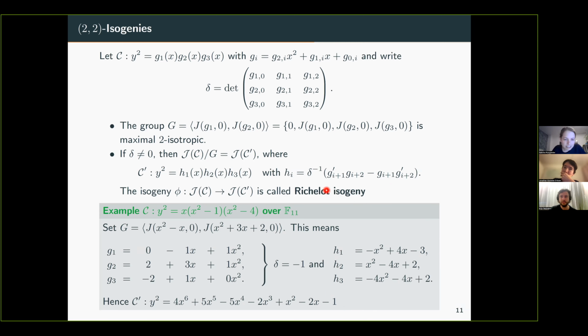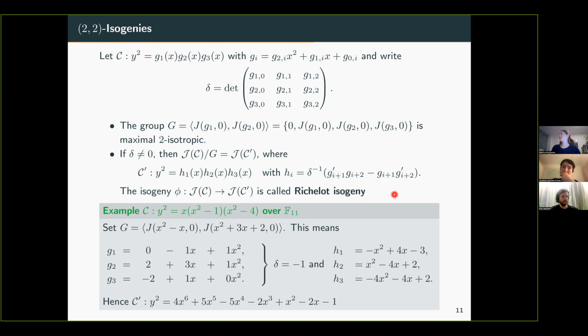Maybe I forgot to mention this. The indices that are given in this formula here should be viewed modulo 3, because, of course, we don't have a polynomial g4 or g5 in our description. So that's the definition of Richelot isogenies.